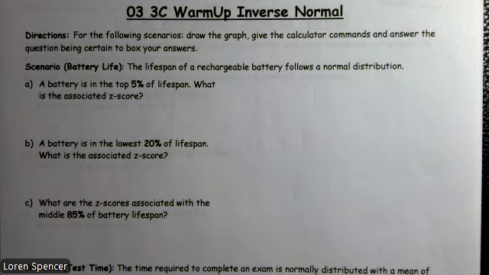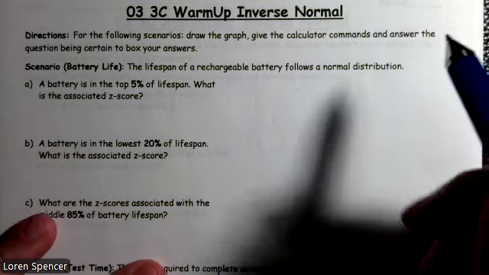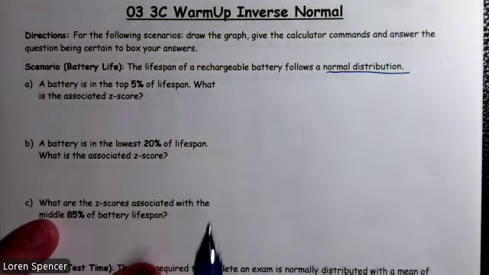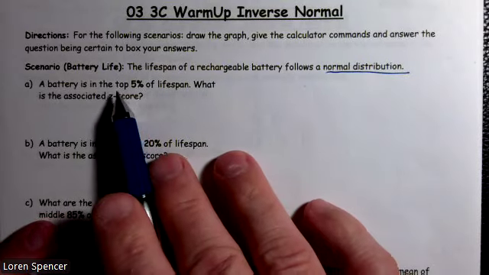We're going to be focusing on z-scores and on actual values in both in this video. So, for the following scenarios, draw the graph, give the calculator commands, and answer the question, being certain to box your answers. So, our scenario: battery life. The lifespan of a rechargeable battery follows a normal distribution. We need to know that because if it's not normal, we cannot use normal approximation.